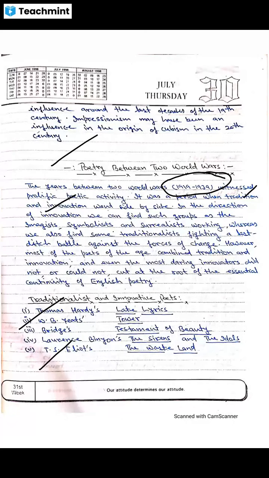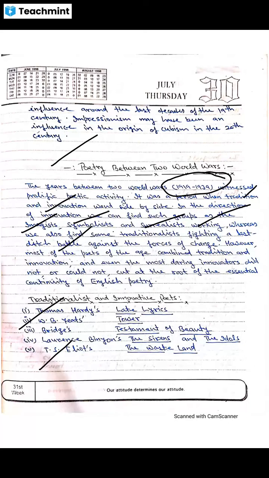When you go with the poem The Second Coming, composed by W.B. Yeats, and the poem The Wasteland, composed by T.S. Eliot, then you come to know these things. I don't think I need to explain in a very detailed way, because already I told you how you find these things. In the direction of innovation, we can find such groups as imagists, use of image, symbolists, use of symbols, and surrealists, whereas we also find some traditional fighting, a last ditch battle against the forces of change.